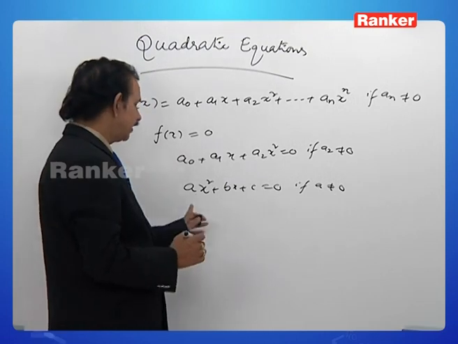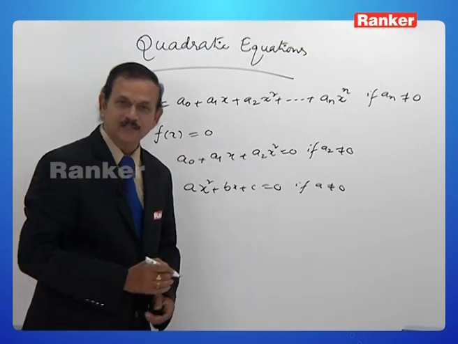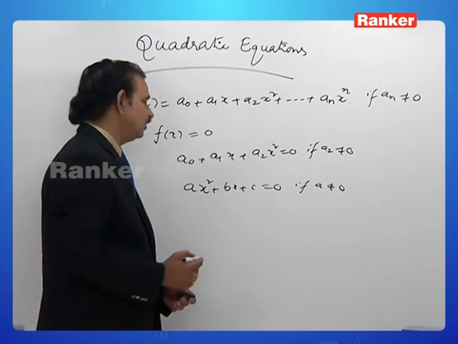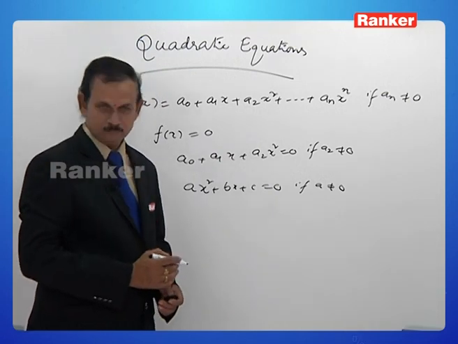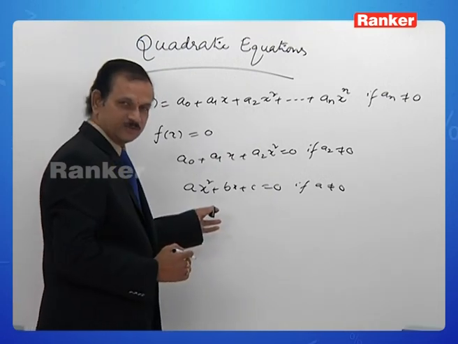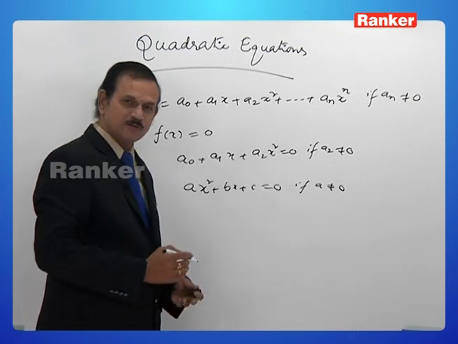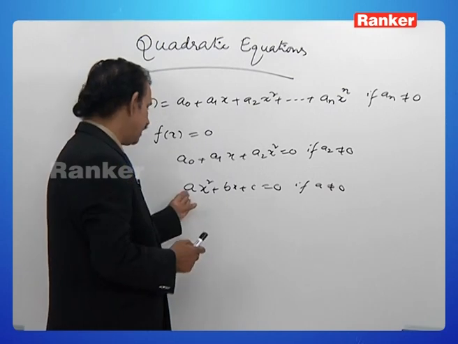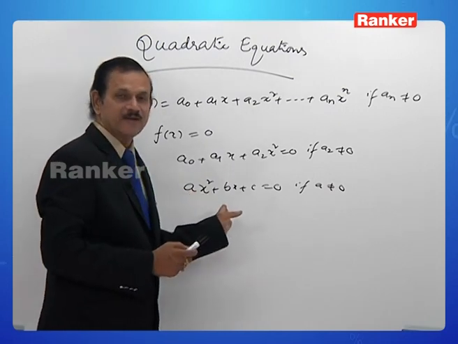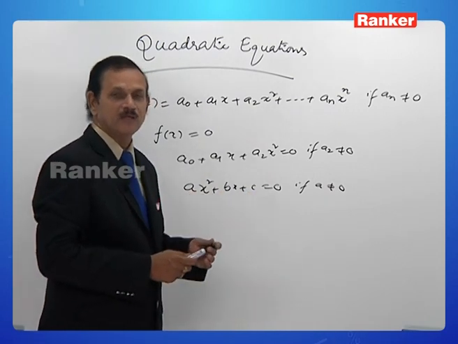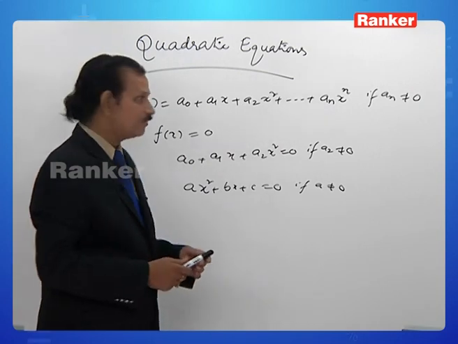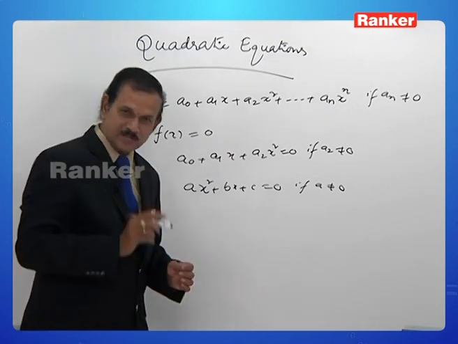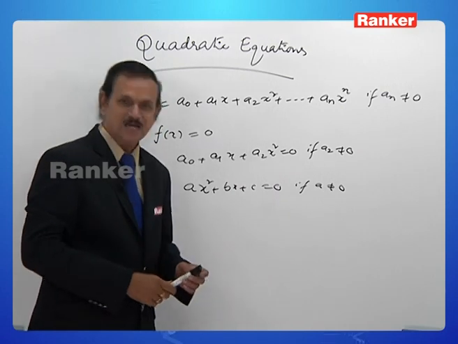As only 3 coefficients are needed here, we name them a, b, c instead of a0, a1 and a2. To call this a quadratic equation, we need to have a not equal to 0. Otherwise, if at all a happens to be 0, it is not a quadratic equation. It can then become a linear equation. But we want to have a quadratic equation. For that purpose, a not equal to 0 must happen.